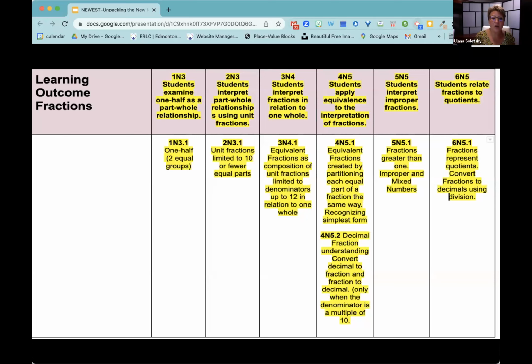In grade 4 now, we start doing equivalent fractions that are created by partitioning equal parts of the fraction. So for example, when we're doing halves, what we can say is, how many different ways can we also break down the half? And then we also talk about decimal fraction understanding. Now, I love the fact that decimal fractions, actually the word, is now in the curriculum, because decimal fractions are fractions that have a denominator that is a multiple of 10. And I'll talk about that in a second.